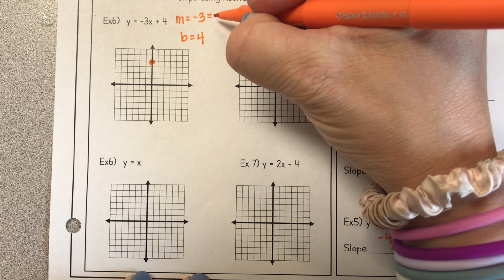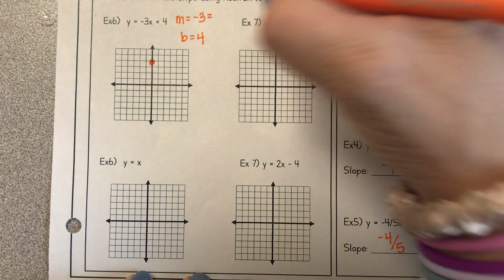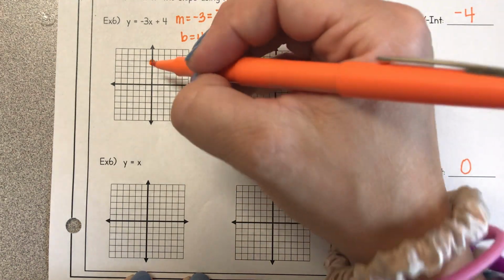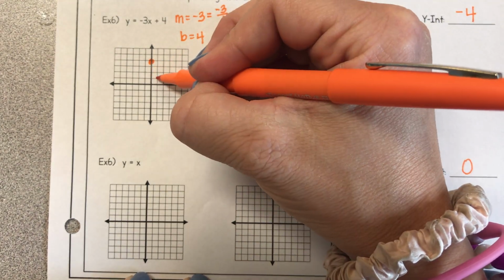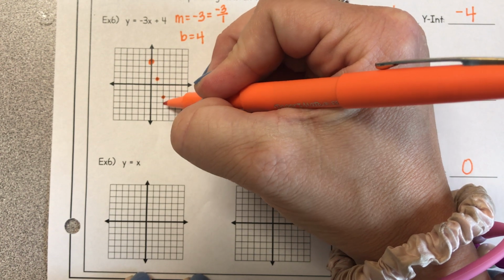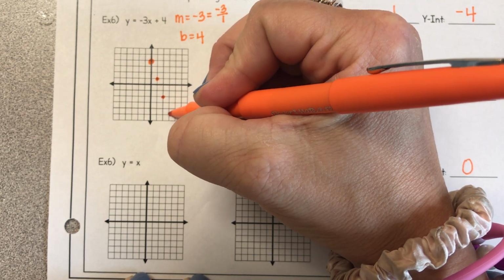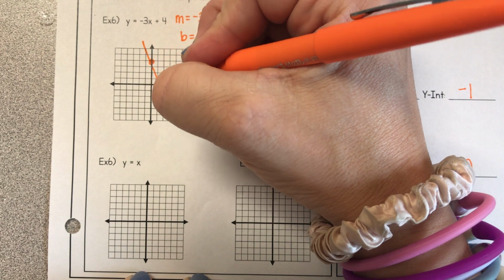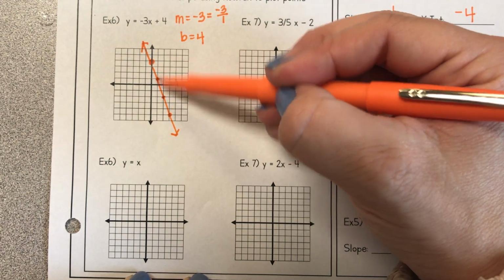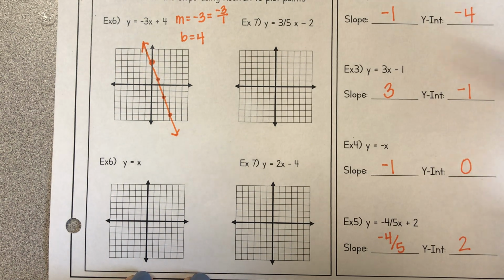So if you're confused about how that relates to rise over run, remember if it's a whole number, you just put it over 1. So we're going to go down 1, 2, 3 over 1. Then we're going to connect those dots so it has a slope of negative 3 and a y-intercept of 4.